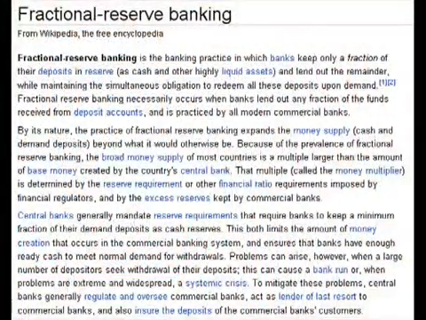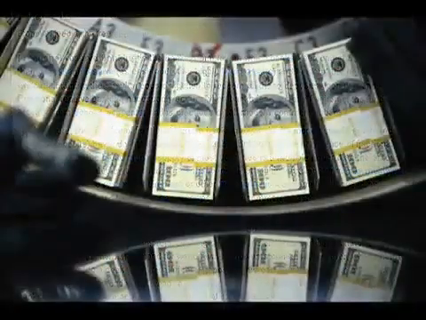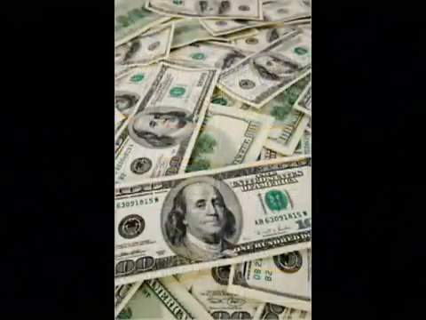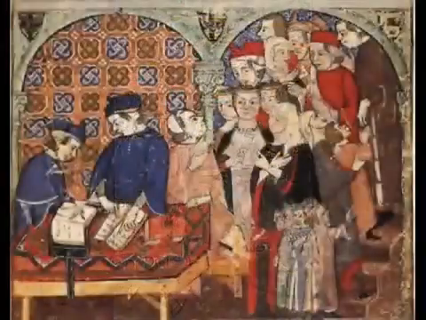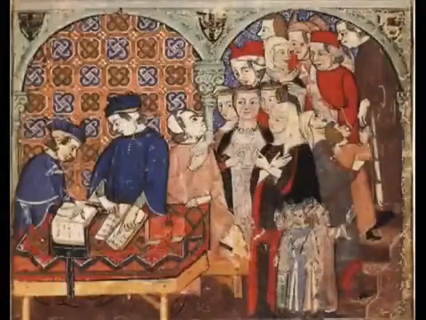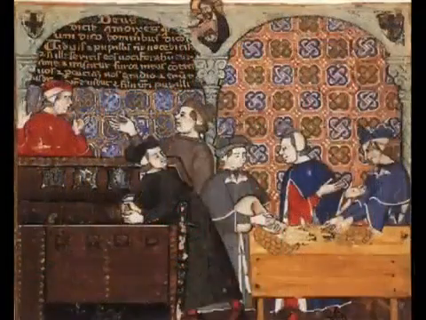The term fractional reserve comes from this process of only keeping a fraction of the deposits in reserve, thereby allowing the rest to be lent out at interest. And as long as too many people didn't try to exchange their paper money back for gold at the same time, the banks would still have enough gold in the vault to cover those who did.